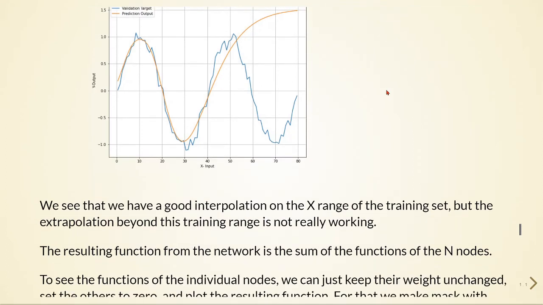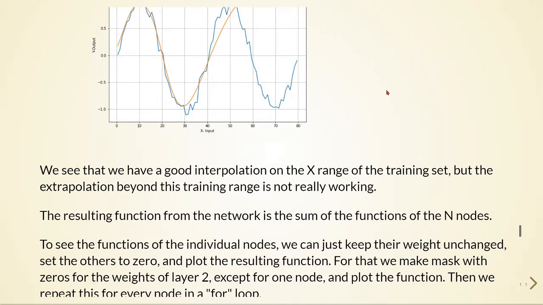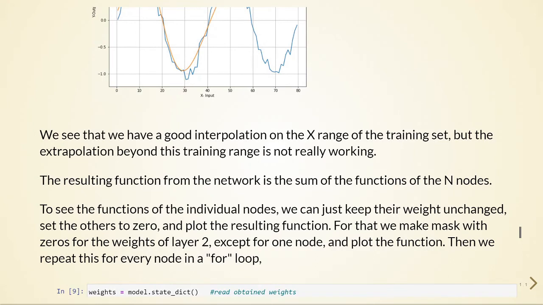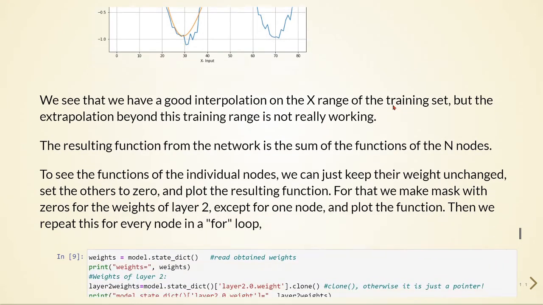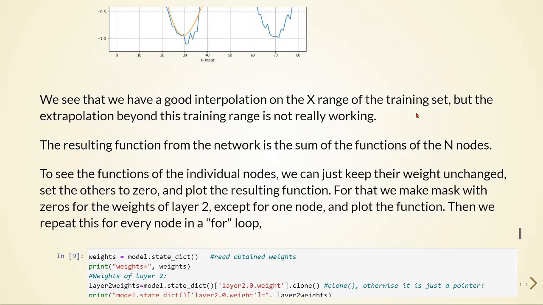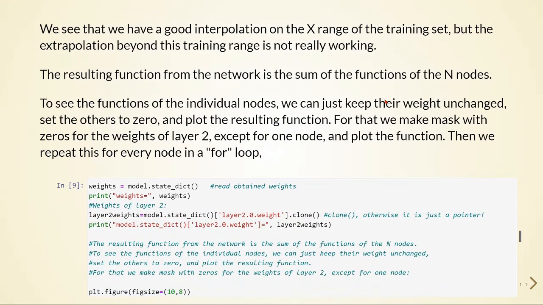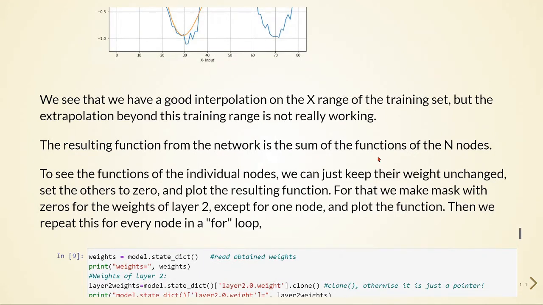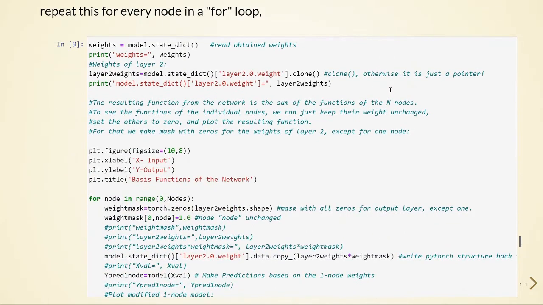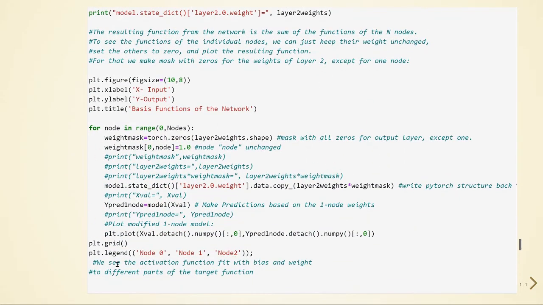So the resulting function from the network is the sum of the functions of all the nodes. And to see the functions of the individual nodes, we can just keep their weight unchanged and set the others to 0 and plot the resulting function. And for that, we can mask with zeros the weights of layer 2, except for one node, and then plot the function. So we can repeat this for every node in a for loop, and this way we can see the functions of the individual nodes.